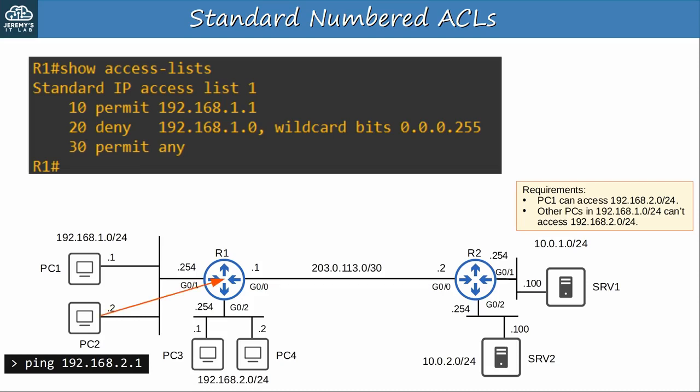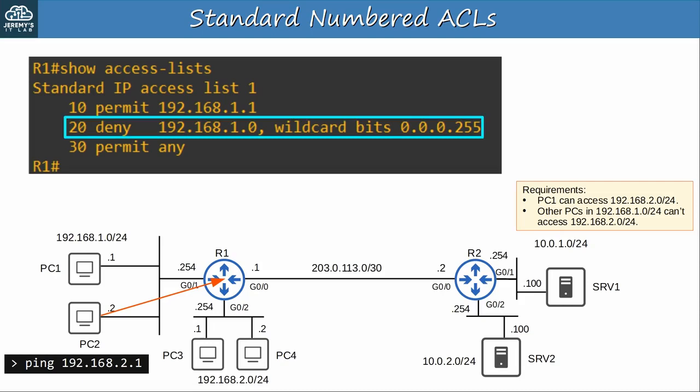R1 receives the ping on G01, but it doesn't check the ACL because it's not applied to that interface. Once again, it checks the routing table and sees that it should forward the packet out of G02, but because ACL1 is applied outbound on G02, it checks ACL1 first. It checks the top entry first, permit 192.168.1.1/32. The source of the ping is 192.168.1.2, so it doesn't match. Then it checks the next entry, deny 192.168.1.0/24. PC2's IP is in this subnet, so it matches this entry, and R1 takes the action, which is to deny. It won't forward the ping to PC3.